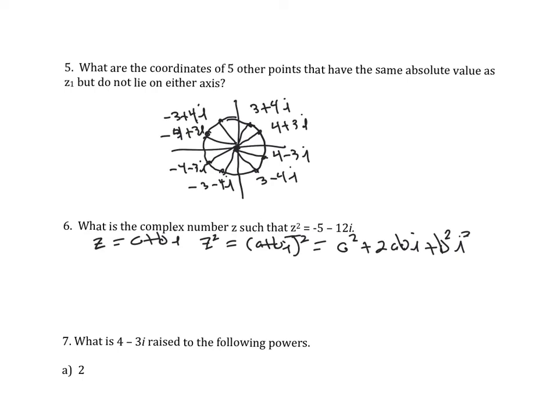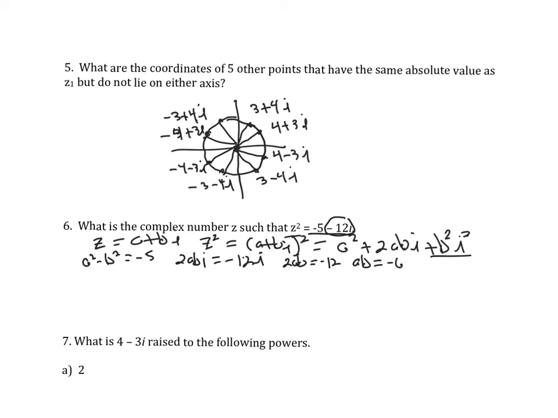So from here now we can say therefore b squared i squared is going to give us a squared minus b squared. So now we have that a squared minus b squared, which is the real portion of our complex number, has to equal the real portion of the right side here, or negative 5. We also know that our imaginary portion, 2abi, has to equal the imaginary portion of this number, or negative 12i, which means that 2ab must equal negative 12, which means that ab equals negative 6.